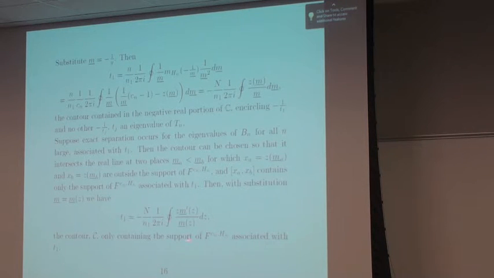And the contour will only contain the support associated with T1. Okay, so this is all just a theoretical result. The idea is that from a sample, from a realization, we can estimate m and its derivative very, very well, just by the eigenvalues. The m will just be the sample eigenvalues.